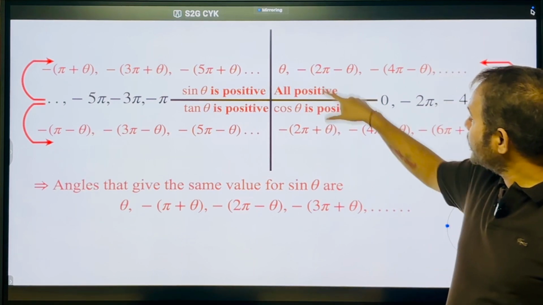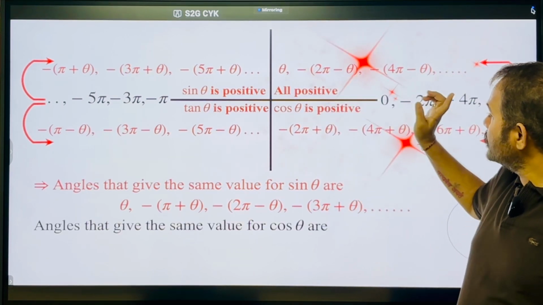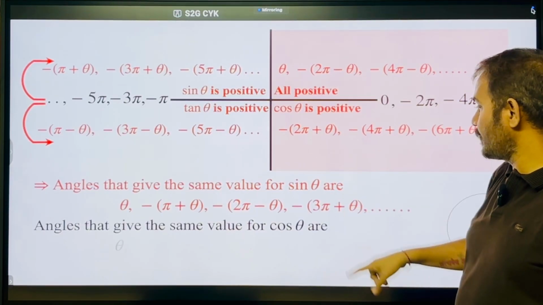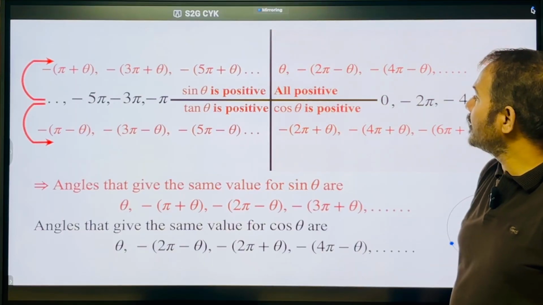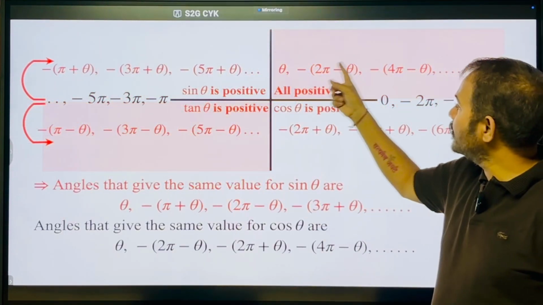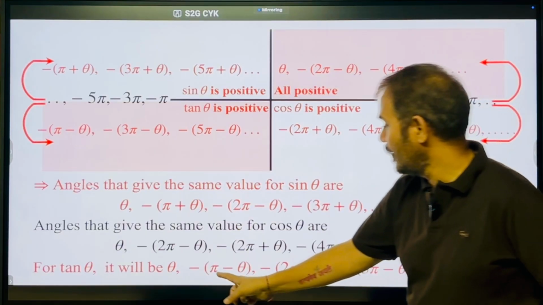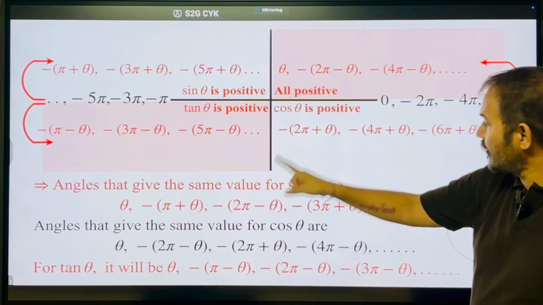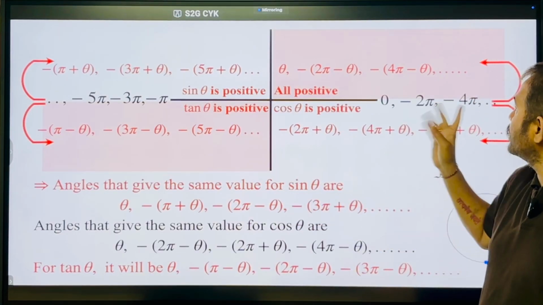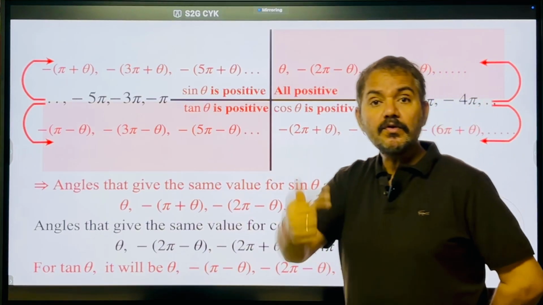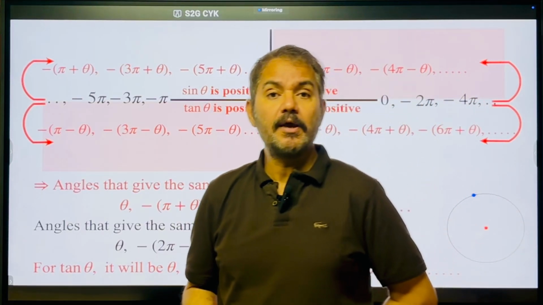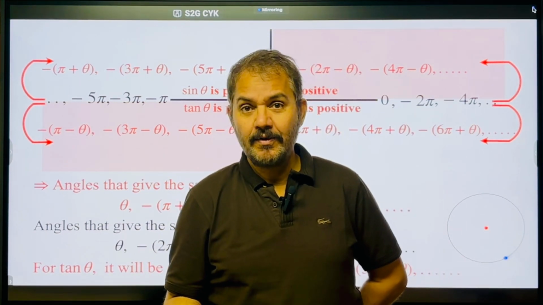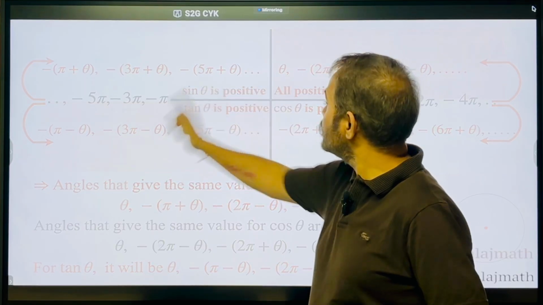Similarly, for cosine, take these two quadrants. So in these two quadrants, values are theta, negative of 2 pi minus theta, negative of 2 pi plus theta, and so on and so forth. And similarly, for the tangent, which is positive in these two quadrants, it is going to be theta, negative pi minus theta, negative 2 pi minus theta, negative 3 pi minus theta, and so on and so forth. Right? So this is how sine, cosine, tangent behave in different quadrants for multiple values, whether positive or negative. Right? So let's go back and revisit our question.